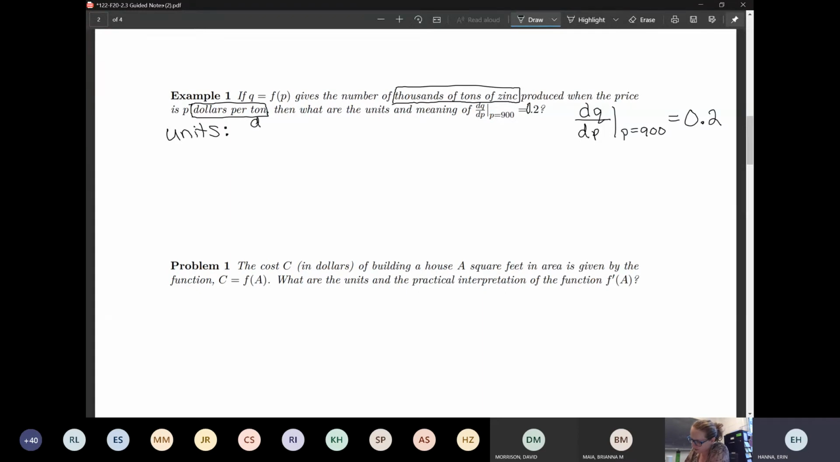Well, if I think about the fact that this is dQ over dP, if I talk about the Leibniz notation, the Leibniz notation is kind of nice because the units just kind of fall out for us. It's going to be the units of Q, which was kind of tedious. That was the thousands of tons of zinc.